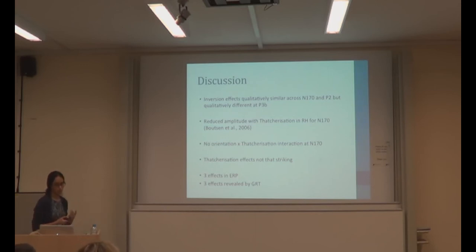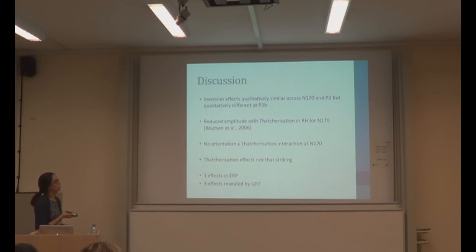The inversion effects are qualitatively similar across N170 and P2, because it's almost like an echo of the pattern across these two components. I haven't gone into the stats of how you would identify whether it's almost a carryover from N170 to P2, that there is a difference. But the important thing is that P3B is a different location from the previous component we've looked at. It's a swapping of which orientation is showing the larger amplitude.